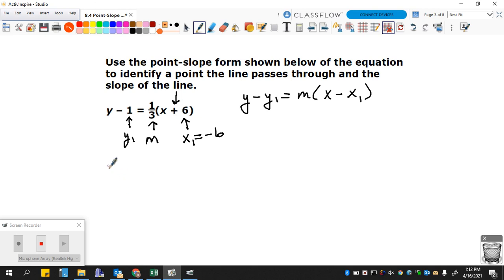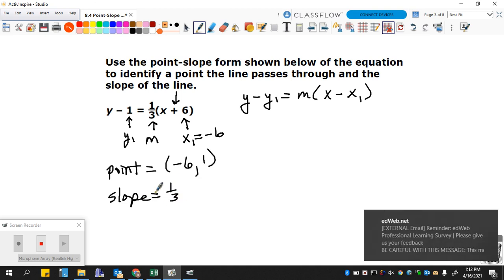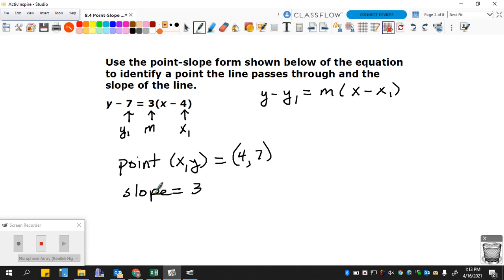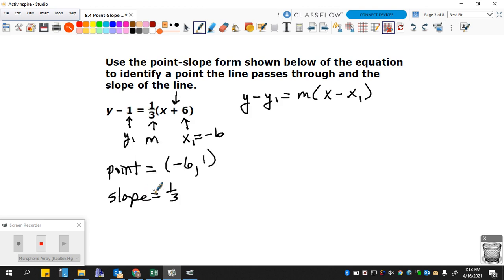So our point is x is negative 6 and y is 1, and our slope is 1/3. Okay, so if I look back at the other one, something that's important to notice here is that the last number is always your x value. Okay, so it's easy to get that confused.